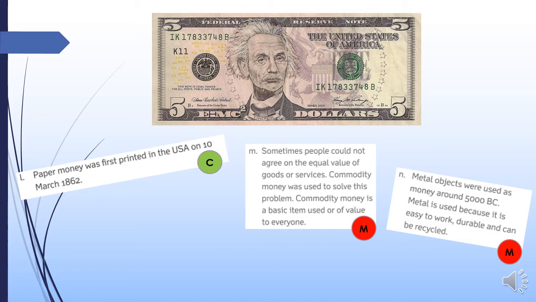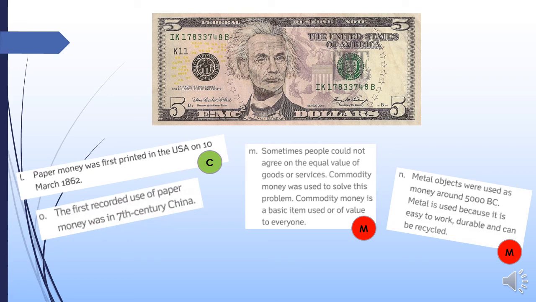This is the history of money, hard cash, the equivalence of hard cash. The first recorded use of paper money was in 7th century China. You guessed it, history of credit.